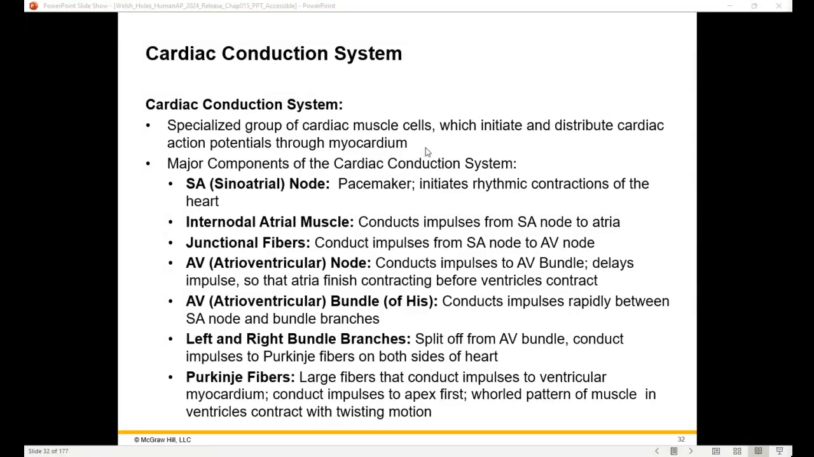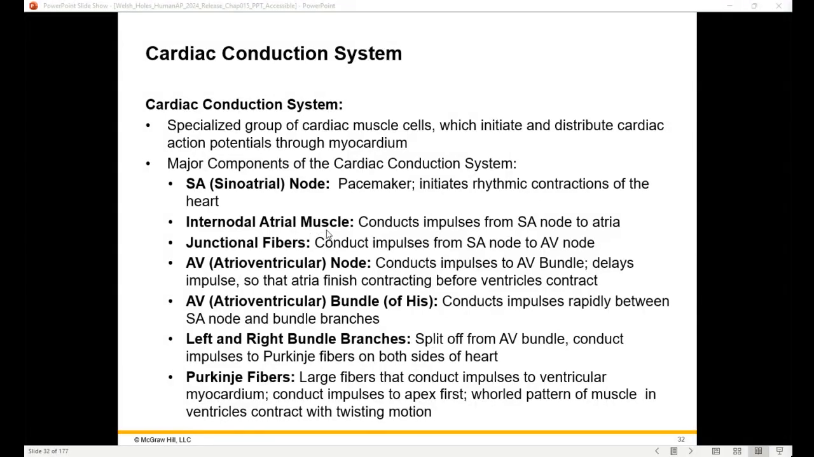Okay, the cardiac conduction system. This is a specialized group of cardiac muscle cells which initiate and distribute cardiac action potentials through the myocardium. Major components of the cardiac conduction system include the SA node, or sinoatrial node. This is really what we call the pacemaker that initiates rhythmic contractions of the heart.